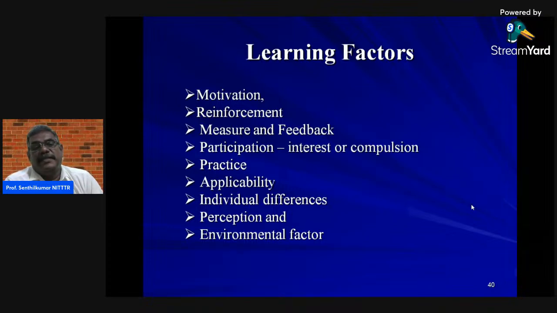Then practice and applicability. Suppose after completing this, I am going to run a company, or otherwise go into research. That is applicable. Individual differences are based on learning capacity. Somebody has quick grasping power, somebody has less. That is individual differences. Then perception and environmental factor. This environmental factor is also an important one.